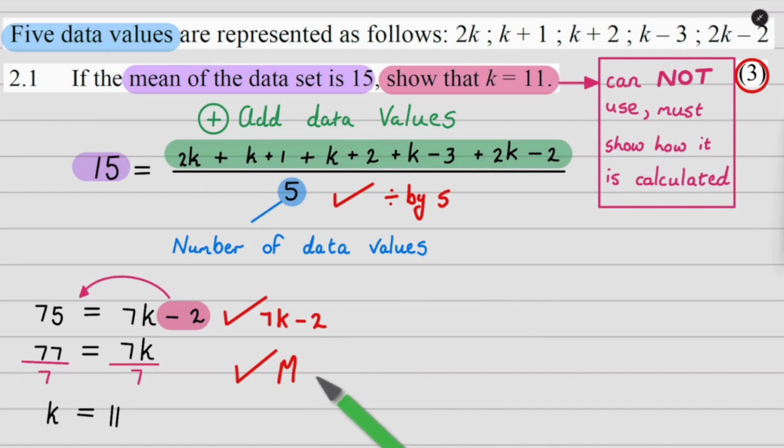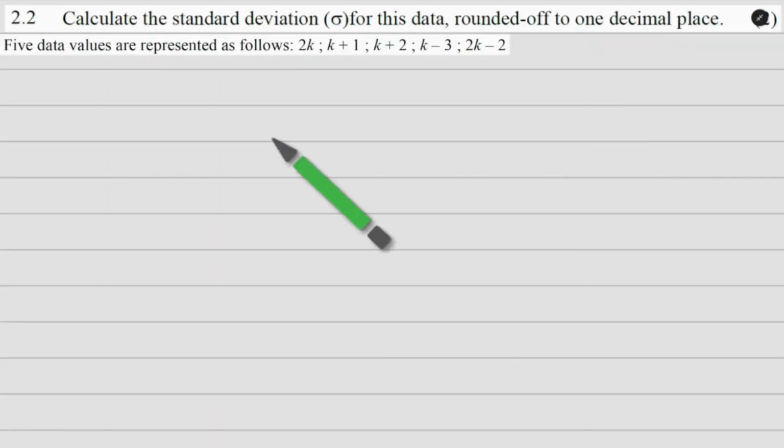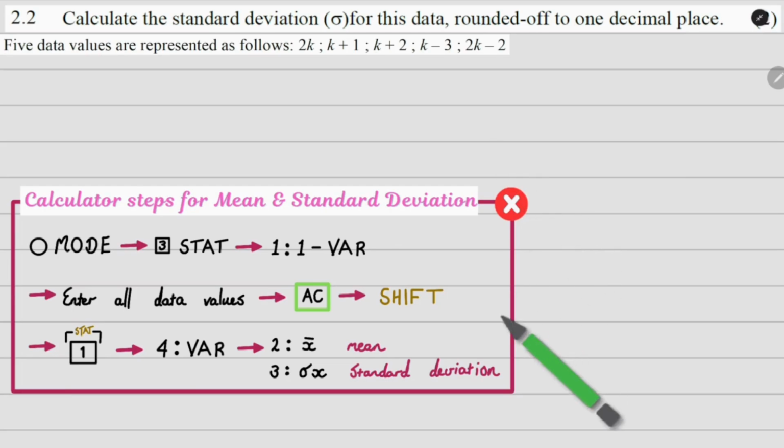And our 3 marks come from dividing by 5, getting that 7k minus 2, as well as your manipulation to solve for k. In question 2.2, we are instructed to calculate the standard deviation, rounded off to 1 decimal place. And we always use our calculator to find standard deviation. So here's our calculator steps to actually calculate standard deviation. But I'm going to need to enter in my data values, and I can't enter k's into my calculator. So from the previous question, they told us that k was 11. So I'm going to fill that 11 into all the k's I see here.